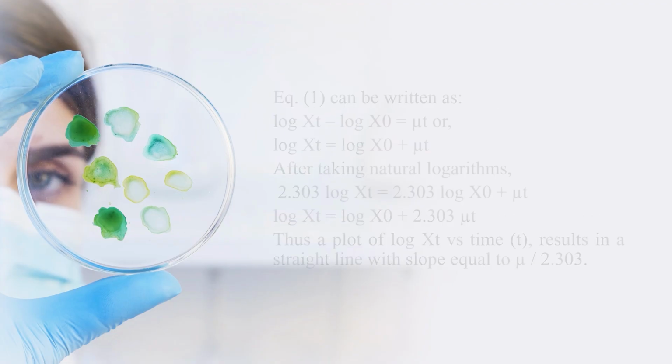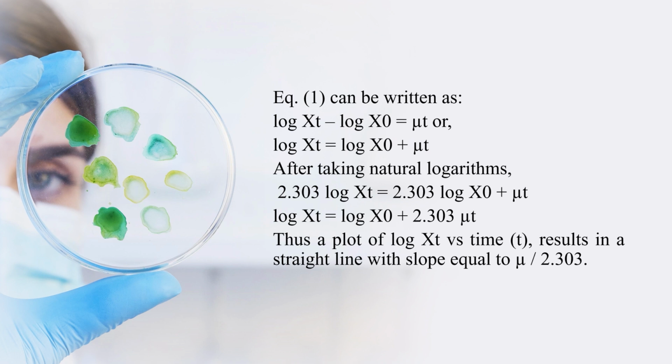Please remember this. Now, this equation can be rewritten as xt is equal to x naught e raised to the power mu t. If we take a log on both sides, what will it become? Log of xt minus log of x naught is equal to mu t, or log xt is equal to log x naught plus mu t. After converting to base 10 log, it will become 2.303 log xt is equal to 2.303 log x naught plus mu t. Again, it can be written as log of xt is equal to log of x naught plus mu t by 2.303.